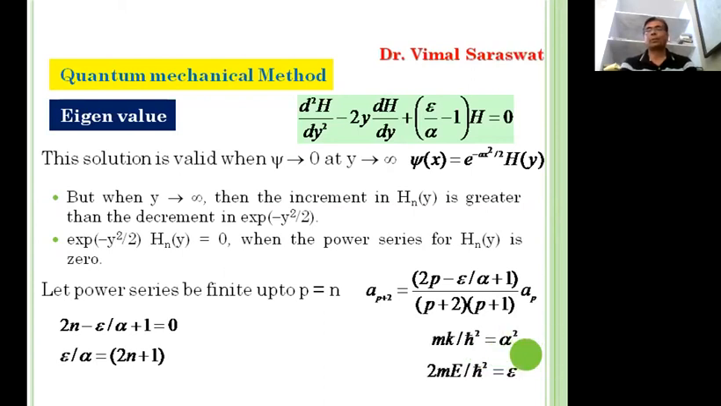Since α² is equal to mk by ħ², and E is equal to 2mE by ħ², if we substitute the value of α and E from here to here, then we get En is equal to (n plus half) ħ root k by m. Since root k by m is equal to ω, En is equal to (n plus half) ħω.